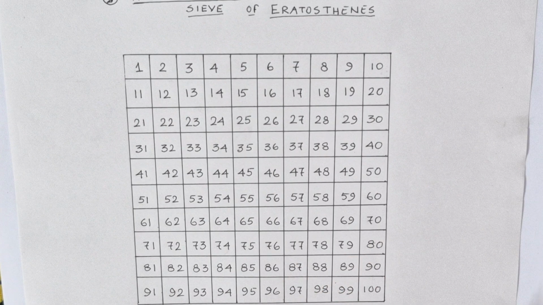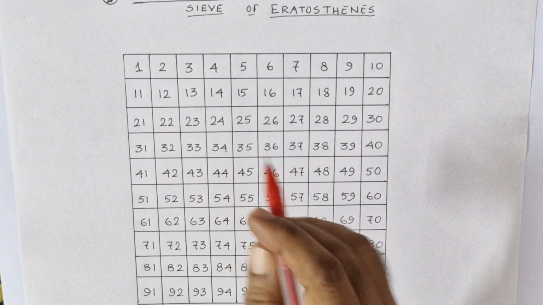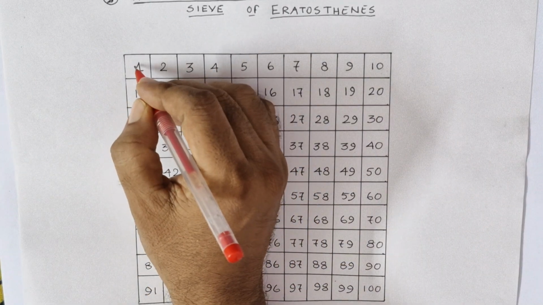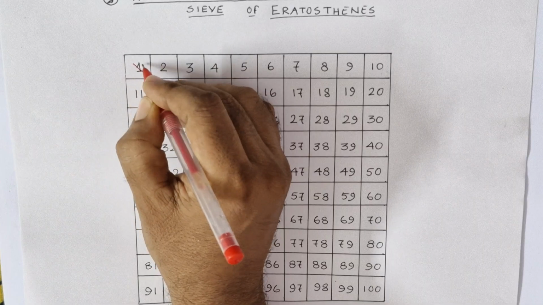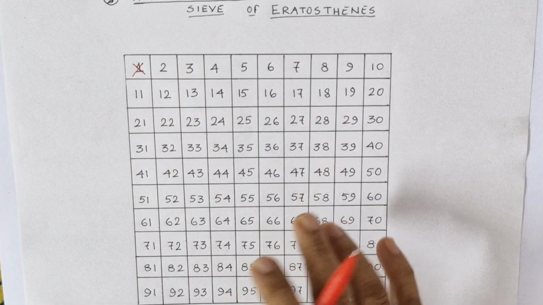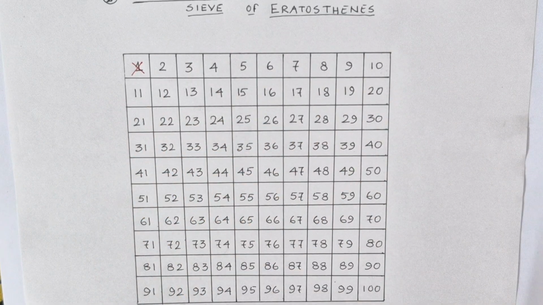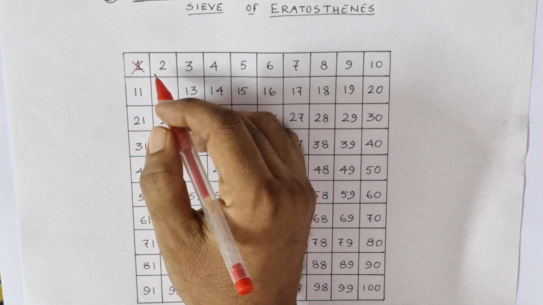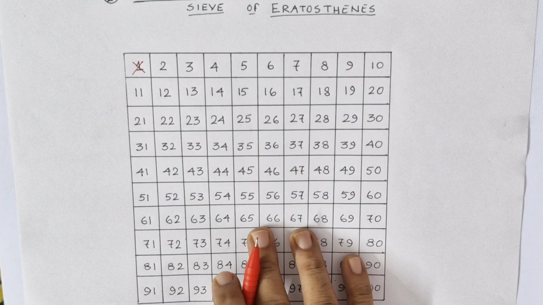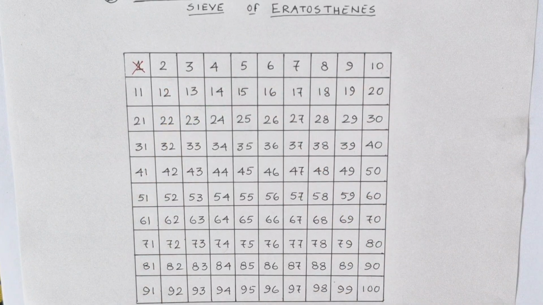Now the Sieve of Eratosthenes tells you that first of all, cross out 1. Question is why? Because as I said in my earlier lectures, 1 is neither a prime nor a composite, so go ahead and cross this out.